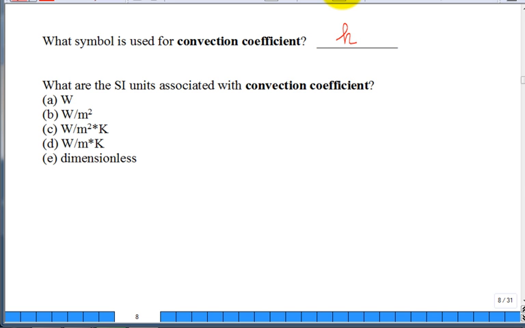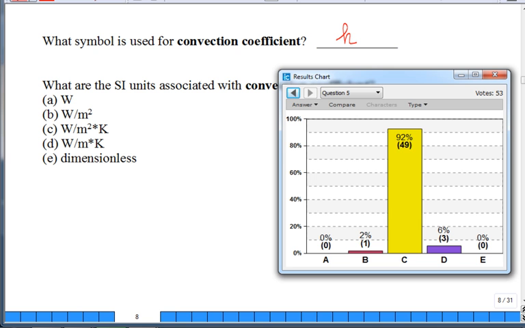All right, are we ready to close it out? Let's go ahead and close it out. And we show the results. Congratulations. C, watts per meter squared Kelvin. Got it? Very good.